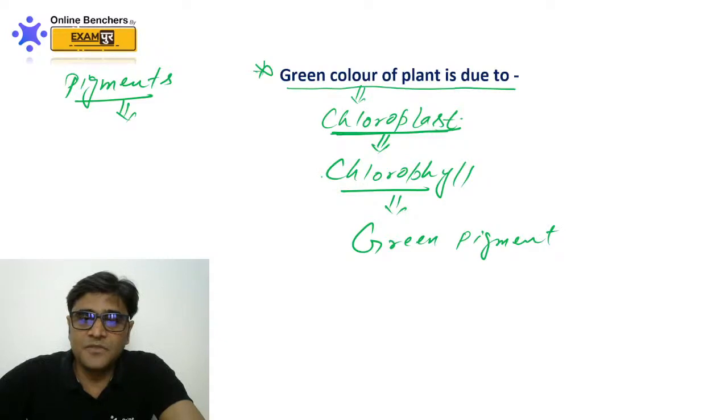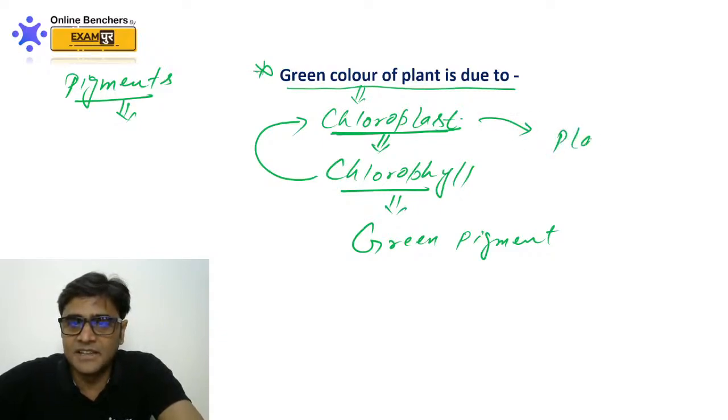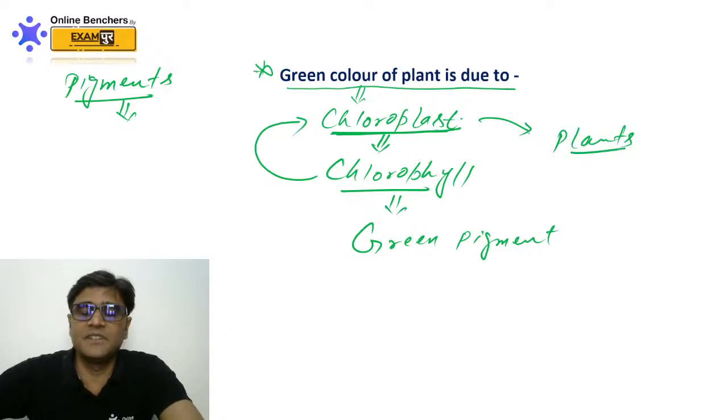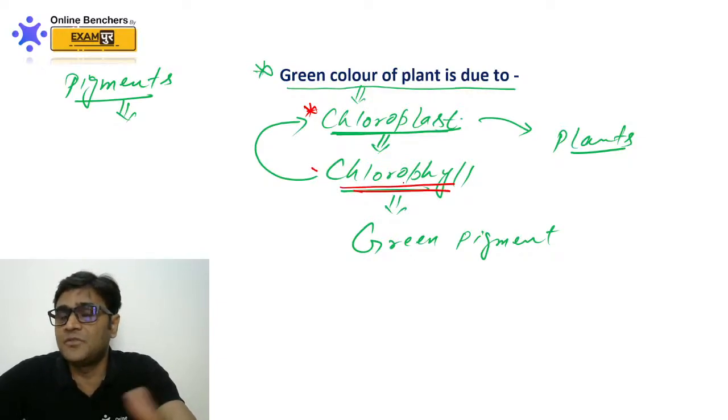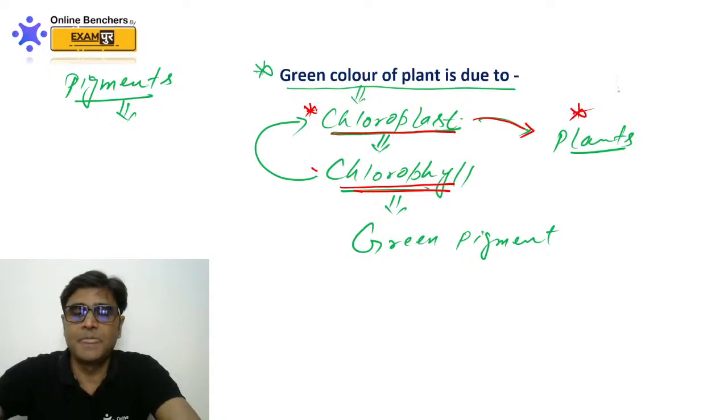So due to presence of chlorophyll, the color of chloroplast is green, and due to presence of chloroplast, plants are green. So the green color of plant is due to chlorophyll. If chlorophyll is not in the options, your answer should be chloroplast. If both are in the options, we will give priority to chlorophyll. Because due to presence of chlorophyll, chloroplasts are green in color, and due to presence of chloroplasts, plants are green.